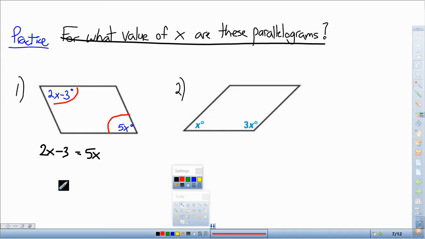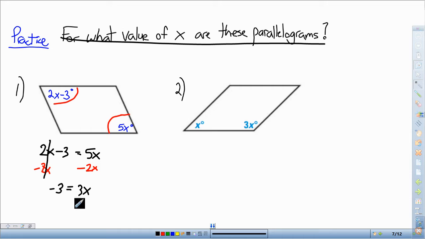And from here, I'm going to start solving variables on both sides. I'm going to take the 2x and bring it over to the right this time. So it's gone. I have a negative 3 on the left. On the right, looks like I have a 3x. Solving for x, get rid of the 3 by dividing. Negative 3 divided by 3 gives me negative 1 equals x. I'm going to flip it around. x must equal negative 1 for this to be considered a parallelogram.